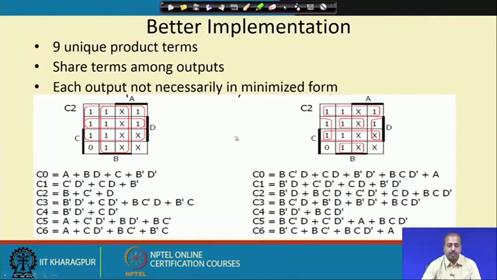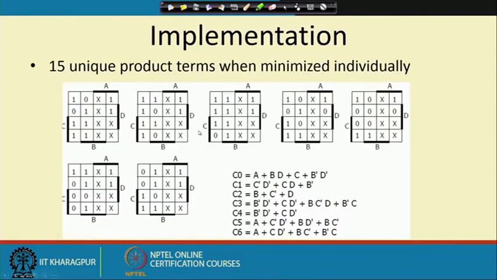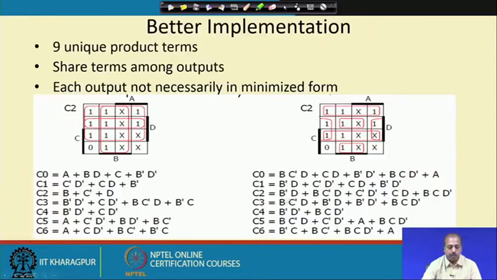A better implementation can be like this, that there are 9 unique terms. If you look into these functions, see this A is coming here as well as there. Say this B bar C. B bar C is there in C3 as well as in C6. In this way, if you look into the patterns, then many of these product terms are common between the functions. So, this B bar C is common and all.